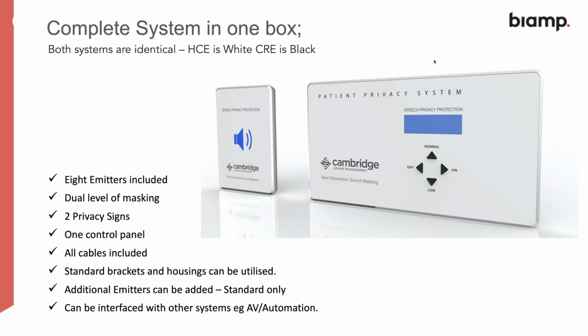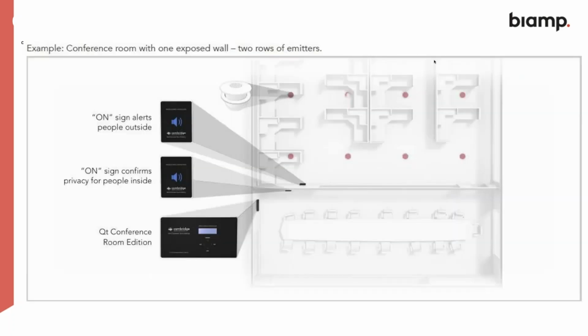So AMX, Crestron, Extron, Kramer, all of them, and anything else that you want to do. We have all the protocol in order to control this system as well. So this is designed as a complete standard unit. So it's an example of the conference room version where we've got one exposed wall with 2 rows of emitters. So you can see here we've got the privacy sign on, which alerts people to the outside, and the on sign confirms the privacy for the people inside as well.